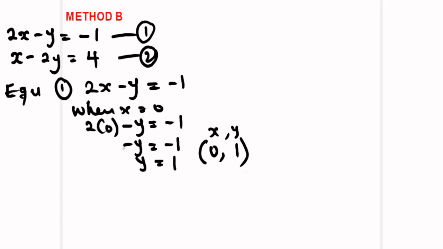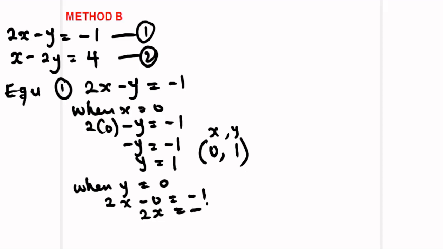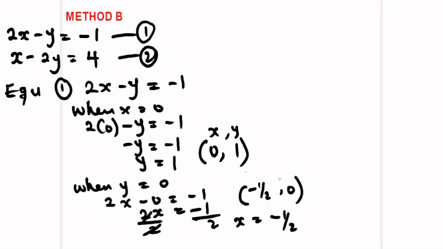So repeating what we did for x, we are going to repeat it for y. Now when y is equal to 0, the equation becomes 2x minus 0 equals to minus 1. So y is gone. Now 2x is equal to minus 1. When I divide both sides by 2, cancel, cancel, the value for x becomes minus 1 over 2. So you agree with me that when x is minus 1 over 2, y is 0. So now this is for equation 1.